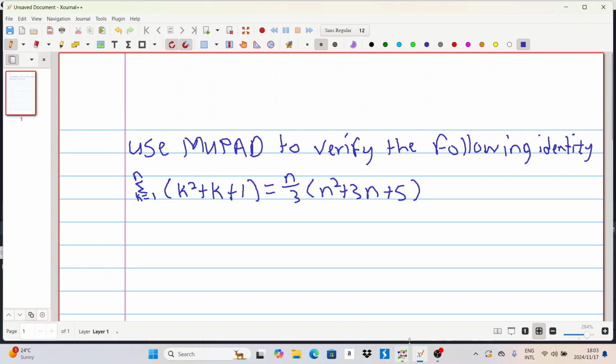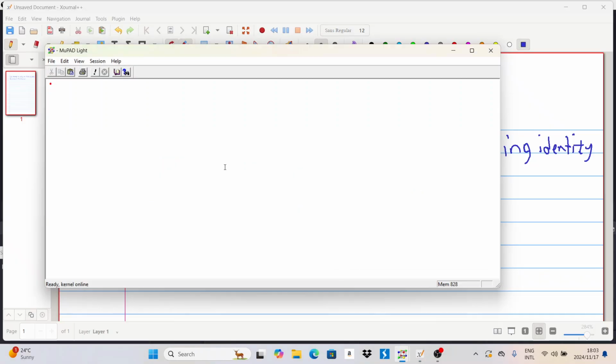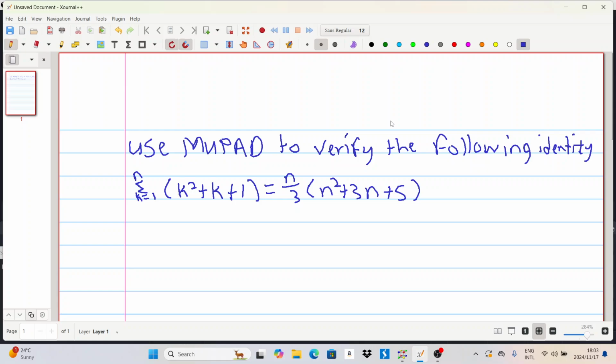Let's go ahead and do the video. So what we have here, we're having a summation, so we just say sum. Let me make it bigger. Sum, and then we have the sum of what? Then it's going to be k. Okay, let's make it smaller. So it's k squared plus k plus 1.